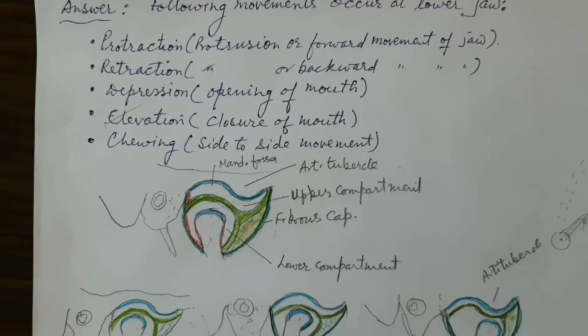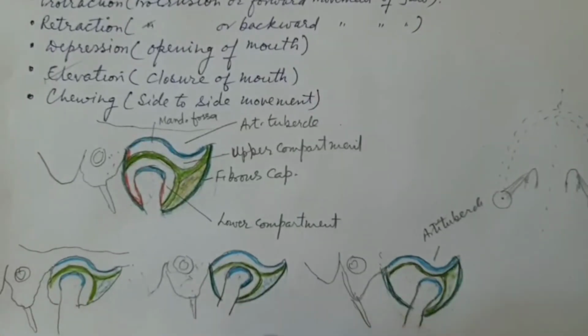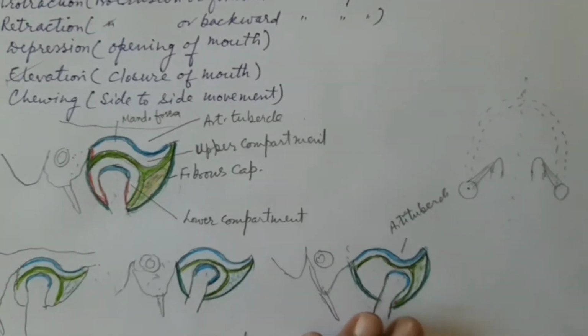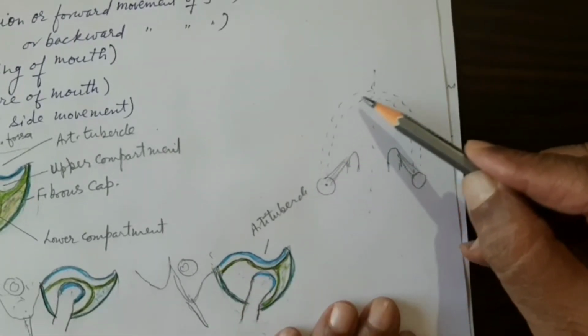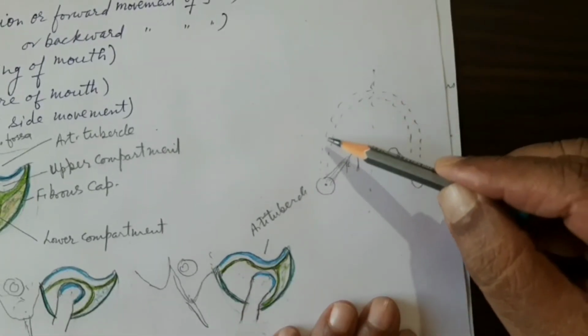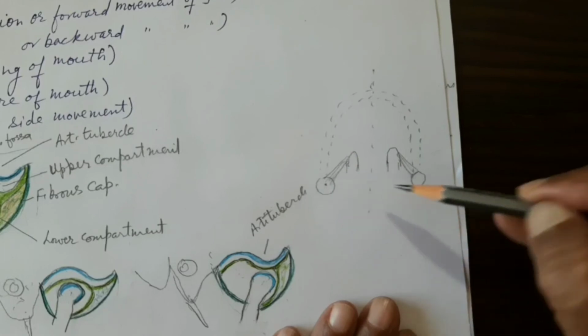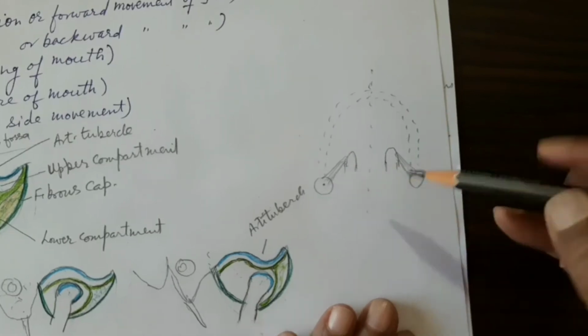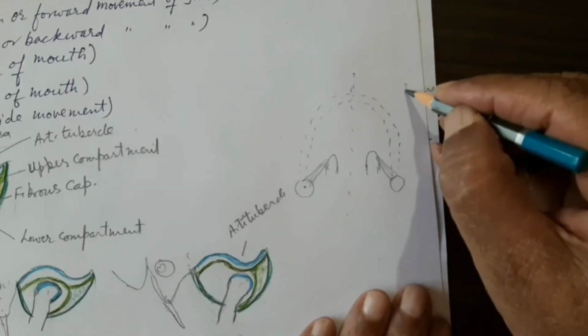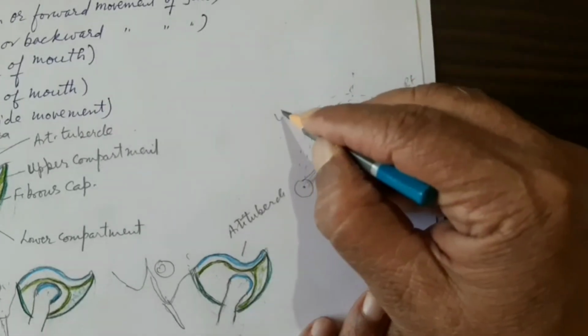And let us see why the medial and lateral pterygoid, when they act together on one side only, will lead to the tilting. For that you have to understand with the help of this diagram. This is, say for example, the outline of the mandible, and this is the head of the mandible in the temporomandibular joint. This is the right side and this is the left side.